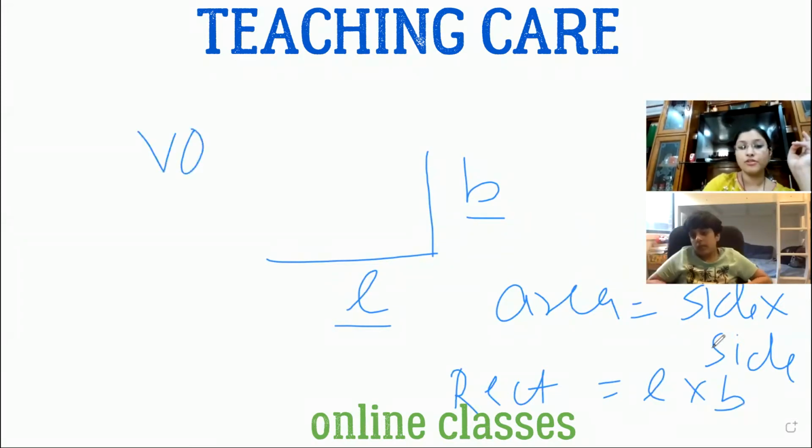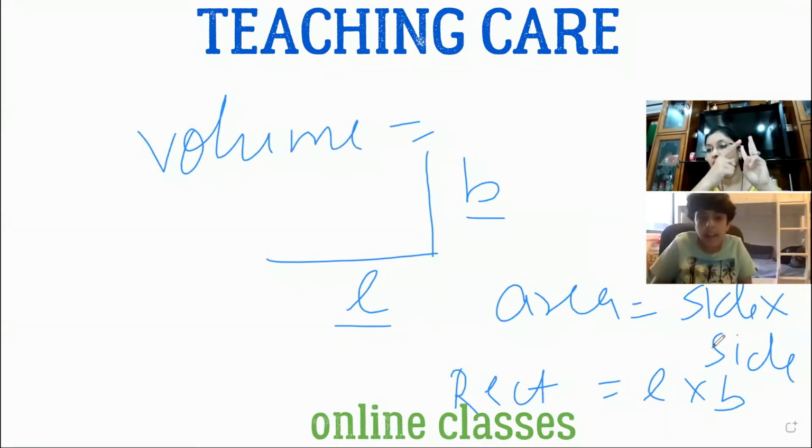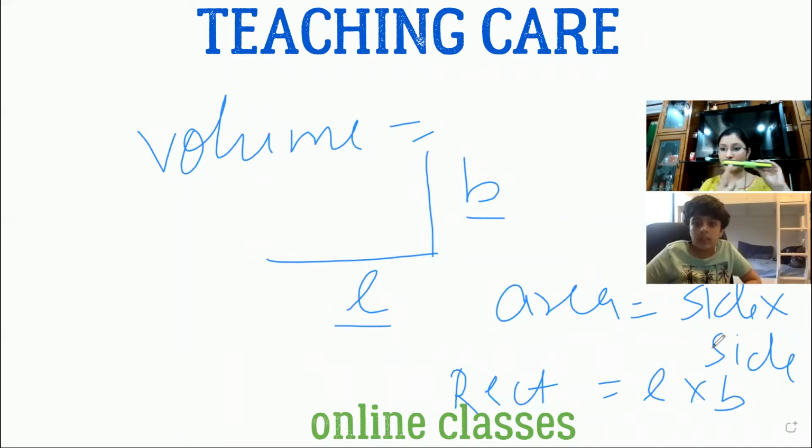So area is dependent upon two things. What about the volume? Volume is dependent upon three factors: length, breadth, and height. If I take this phone, this is the length, this is the breadth, and this standing one is the height of the phone. So three parameters are included. If I talk about a rectangle, with length and breadth, that's it.